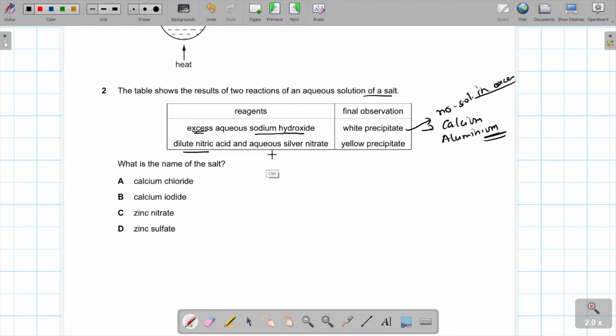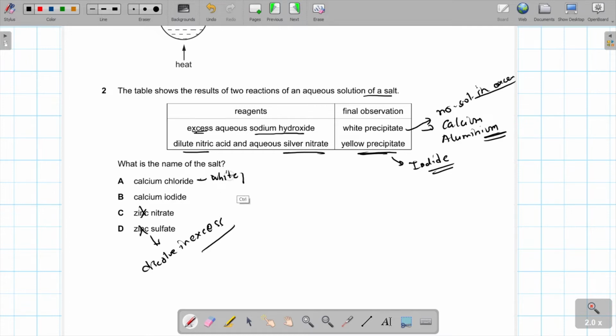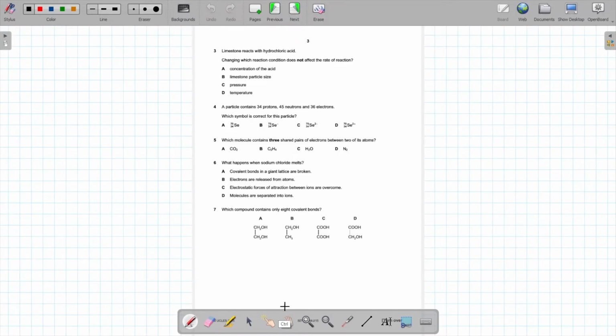Dilute nitric acid with aqueous silver nitrate: a yellow precipitate is formed. Yellow precipitate means iodide, so we have iodide ions present. Zinc cannot be the answer because zinc will dissolve in excess. Chloride will form a white precipitate, so chloride is also not an option. So the answer for 2 is going to be B.